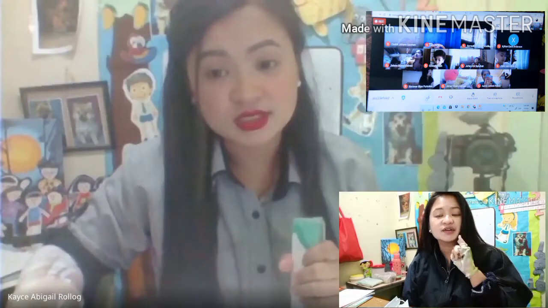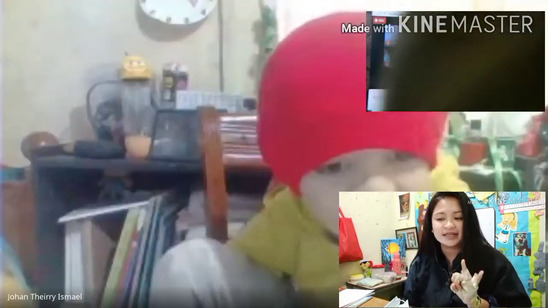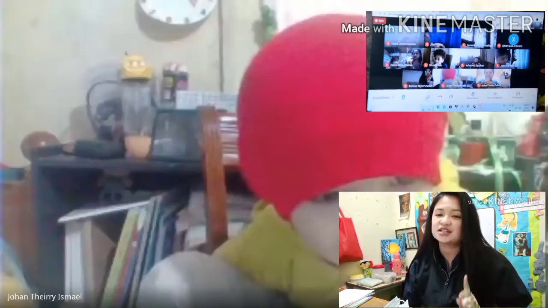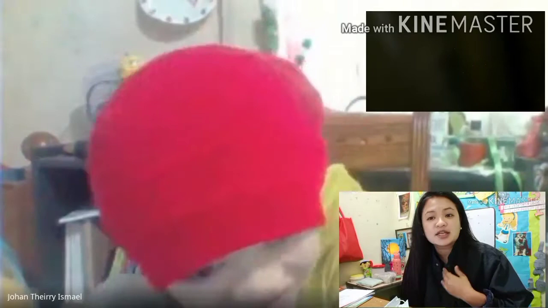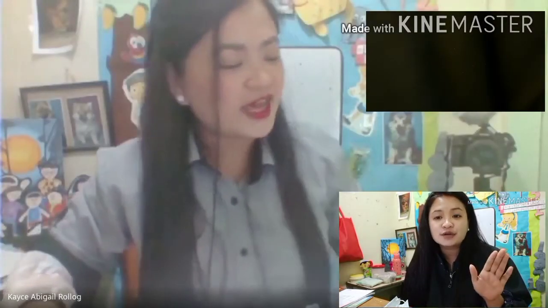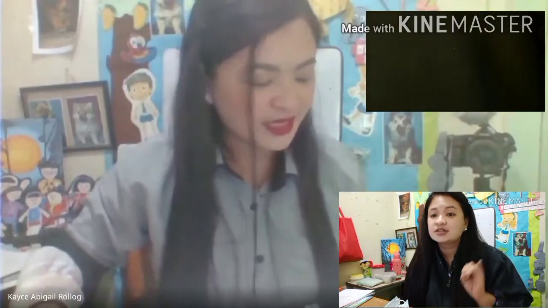Okay, so let's have a recap of what we learned for today. We learned the properties of multiplication: the zero, identity, commutative, and associative property. And we also learned the skip counting songs for 2, 3, and 4 to solve the multiplication tables of 2, 3, and 4.